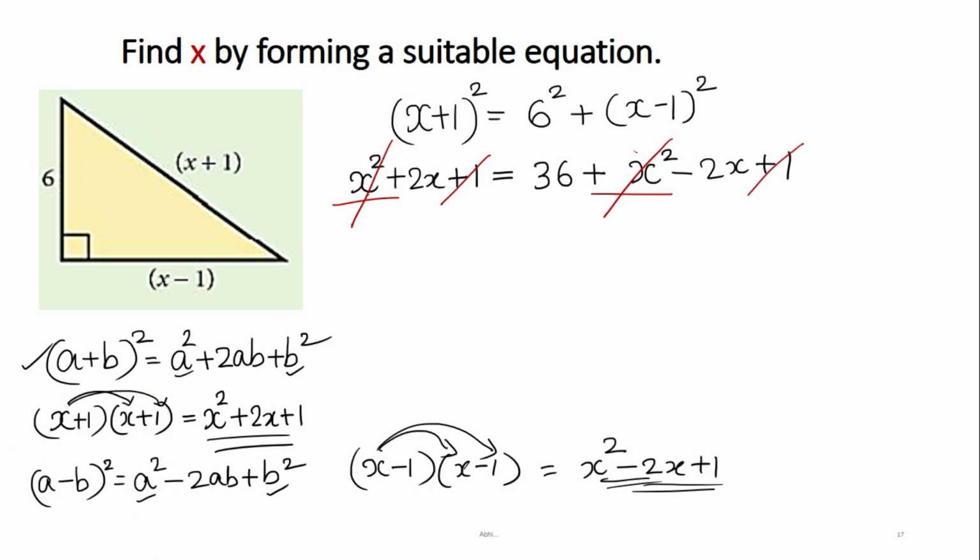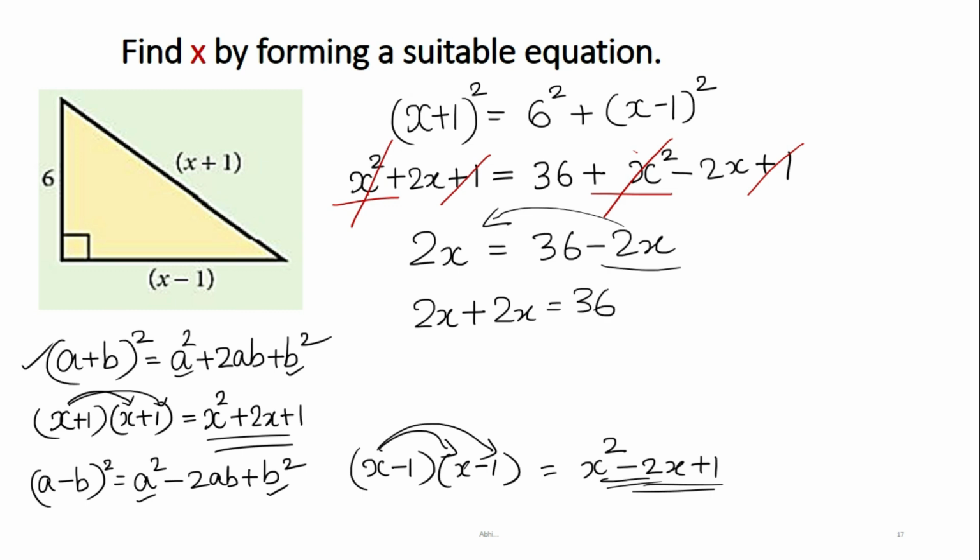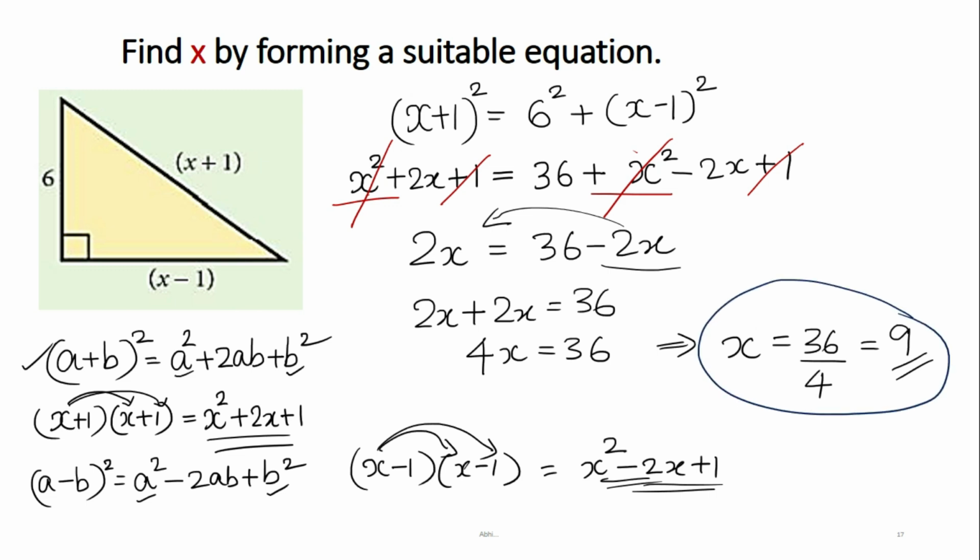So what is remaining is 2x is equal to 36 minus 2x. Now I'll bring all the x terms to one side and keep the constant here. So I have 2x plus 2x is equal to 36, where it becomes 4x equals 36, and I can say my x is going to be 36 divided by 4, giving me 9. So my solution is x equals 9.